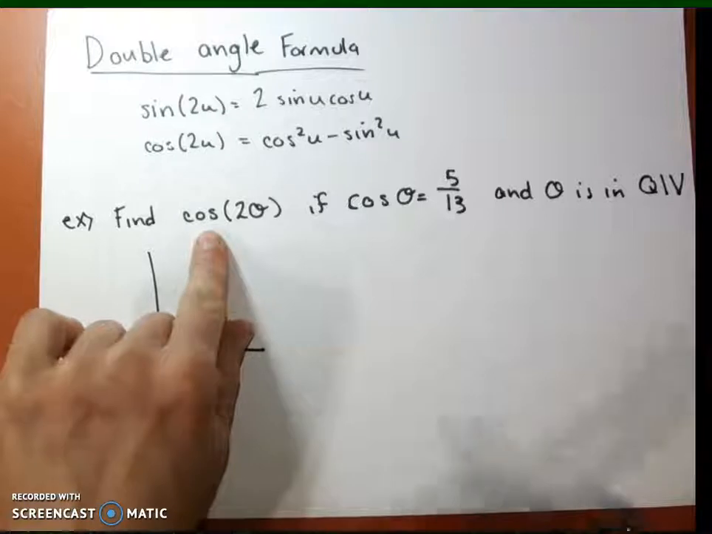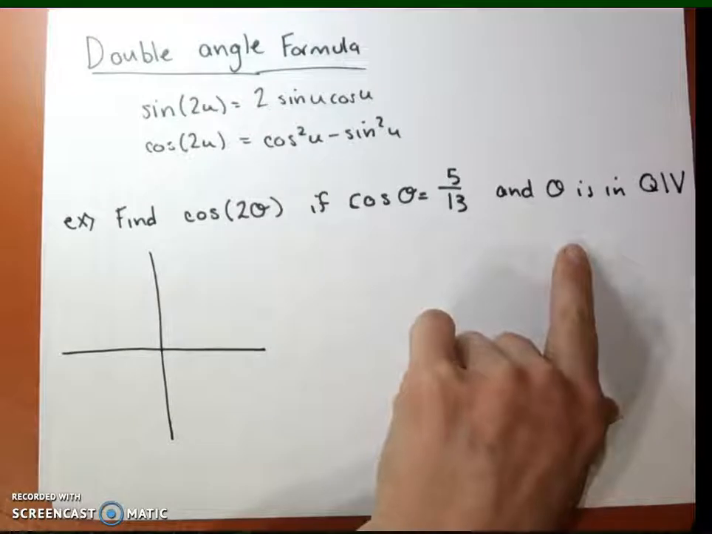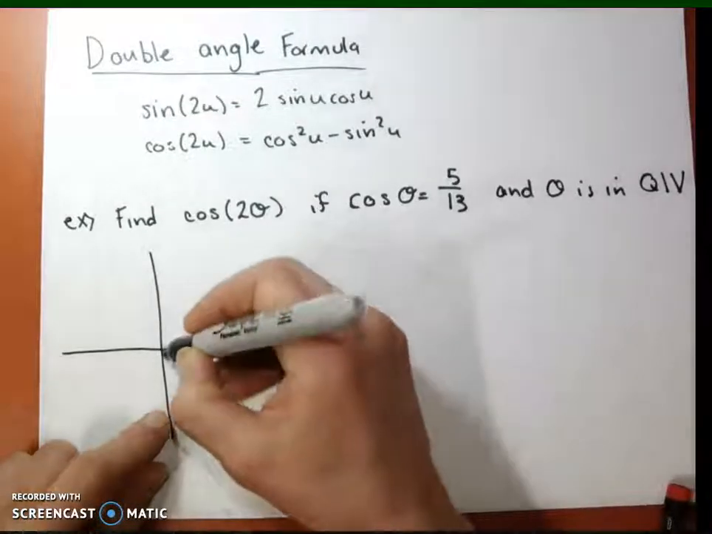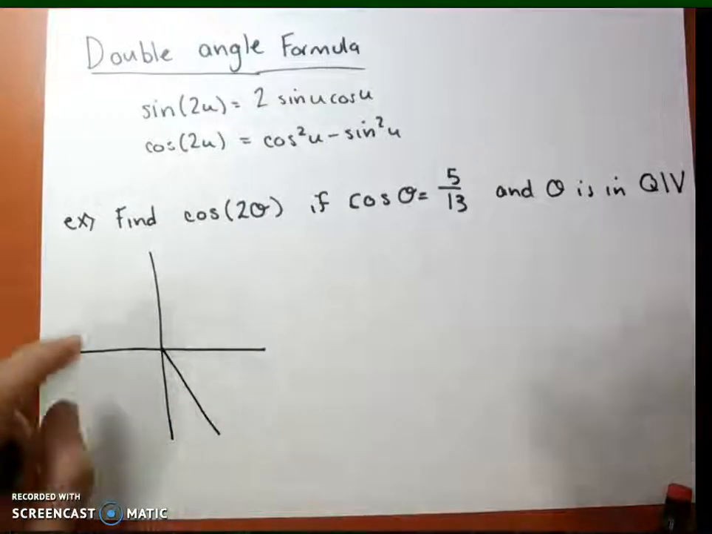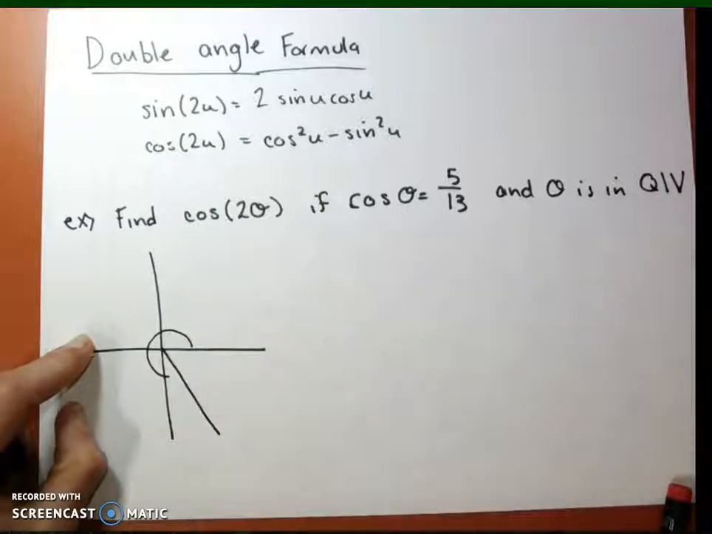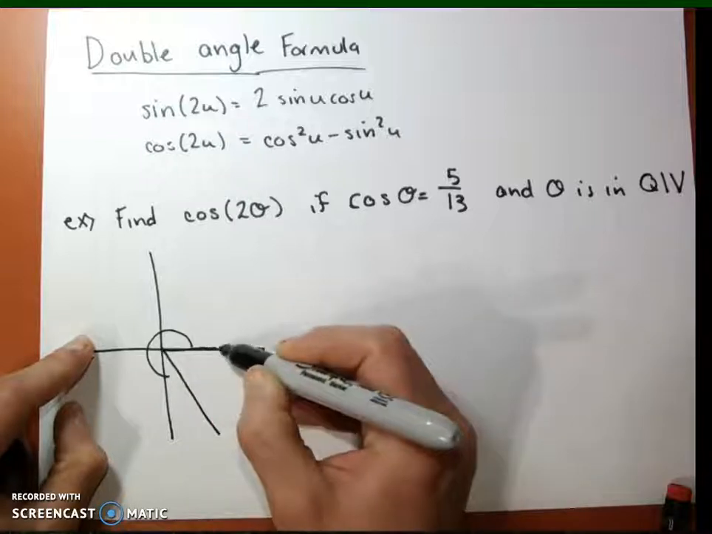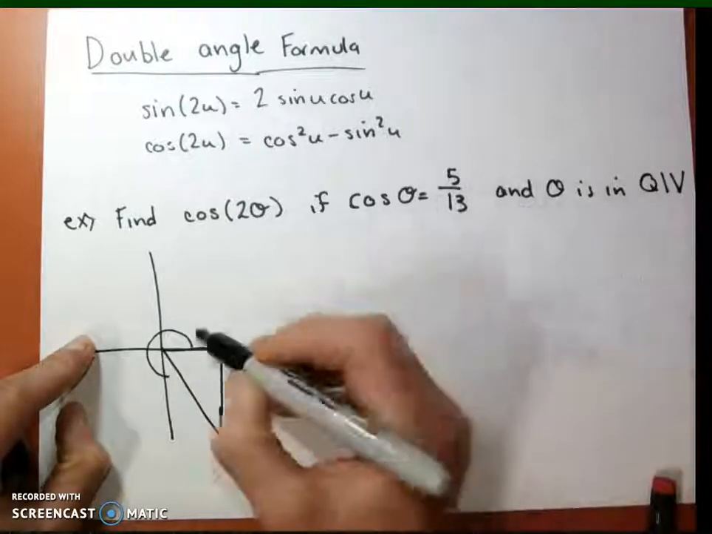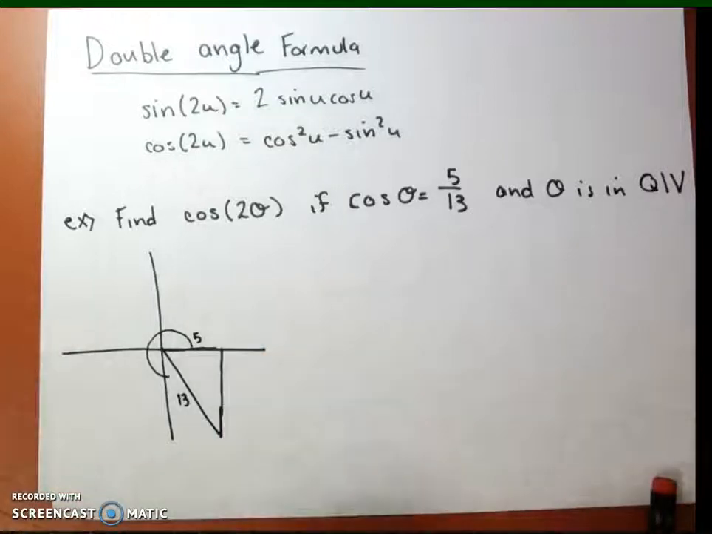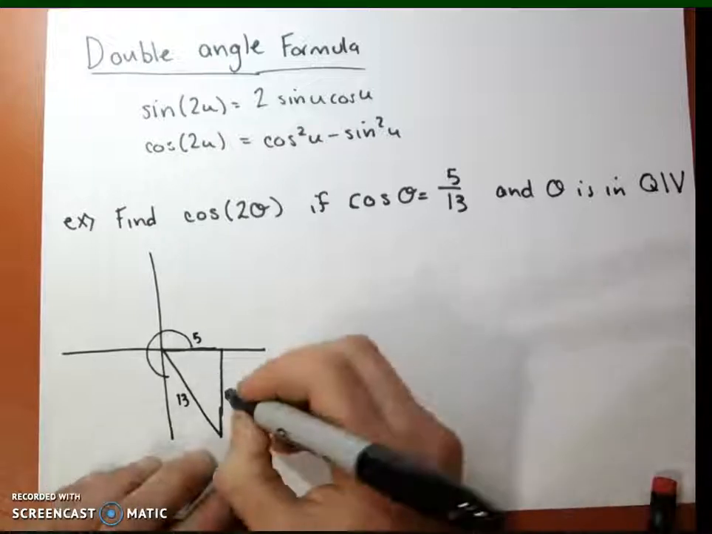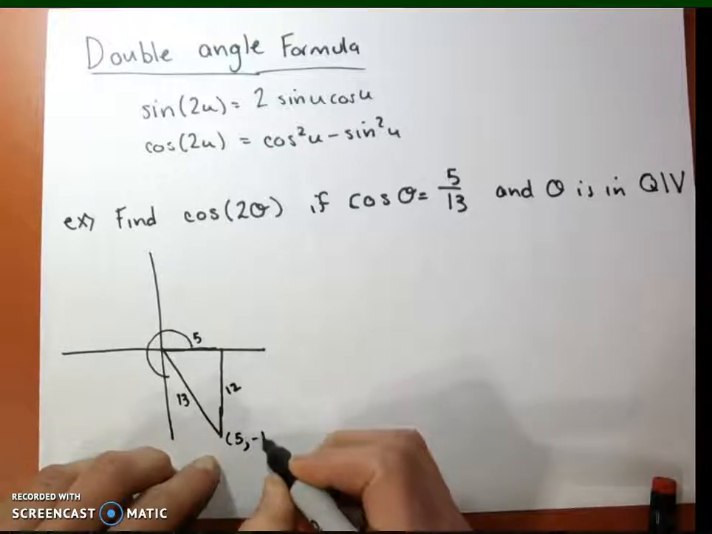I want to find cosine of 2 theta if cosine of theta is 5 over 13 and theta is in quadrant 4. So I draw a picture. If my theta is in quadrant 4, then I've gone about this far, and I'm looking at this triangle here. If cosine's 5 over 13, then I know that this is 5 and the hypotenuse is 13. And I solve for the remaining side. That's 12, but since I'm in quadrant 4, I'm thinking of this as the point 5 comma negative 12.